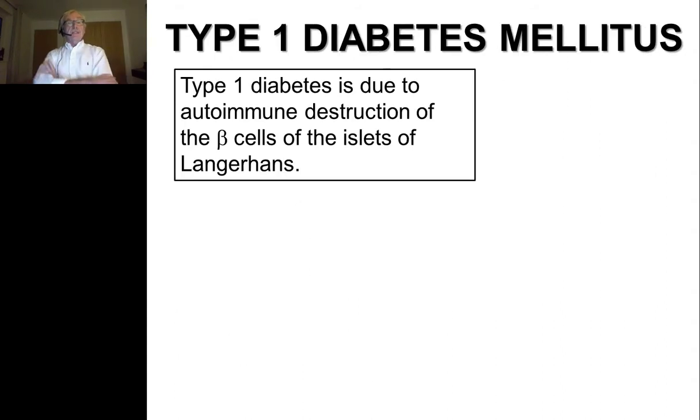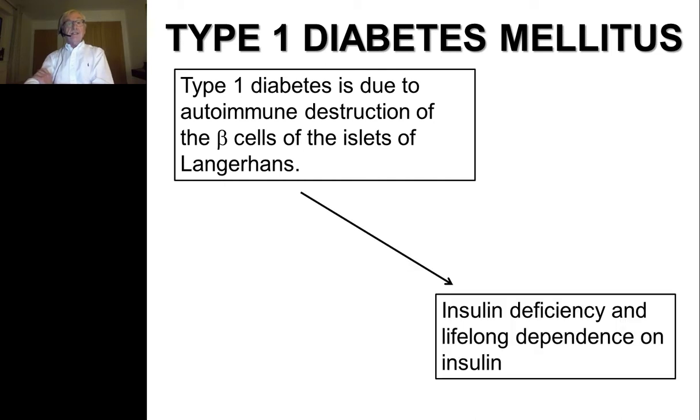So diabetes, there are a number of different types of diabetes. Let's look at them individually. Type 1 diabetes mellitus. This is due to an autoimmune destruction of the beta cells of the islets of Langerhans. This results in insulin deficiency and eventually a lifelong dependence on insulin injections.